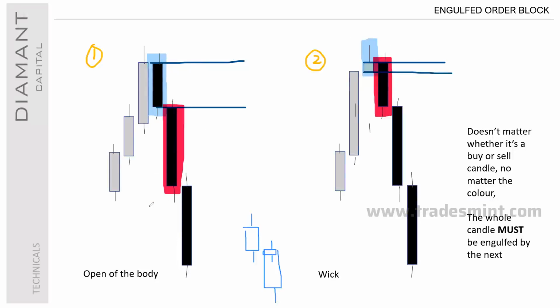It pushes past it. So the first type is the open of the body, as we see on the first type here. The second type is, again, the open right there. It's the wick in this case. Like I said here on the right, it doesn't matter whether it's a buy or a sell candle, no matter the color, the whole candle must be engulfed by the next one. Here we've got two cases, the black one and then the gray one. It does not matter whether it's the gray or the black, whether it's an up or a down candle. It's the candle that gets engulfed completely by the next one.